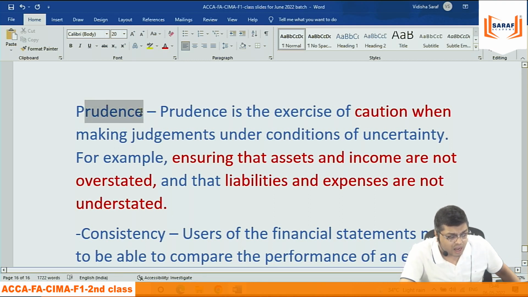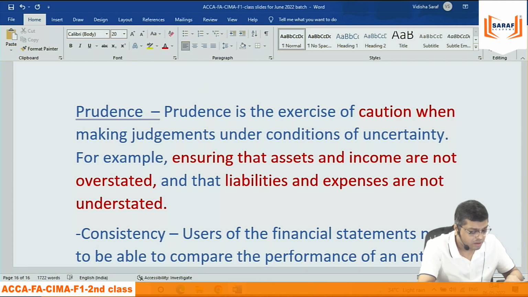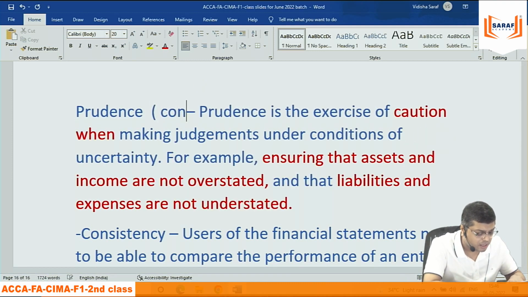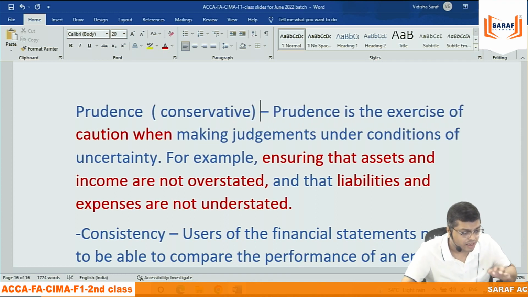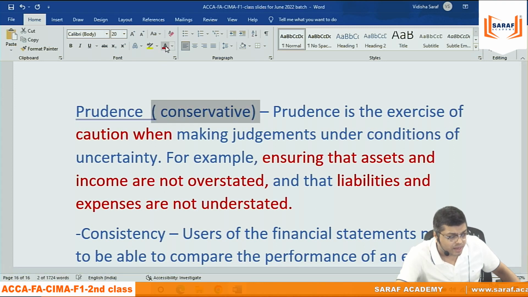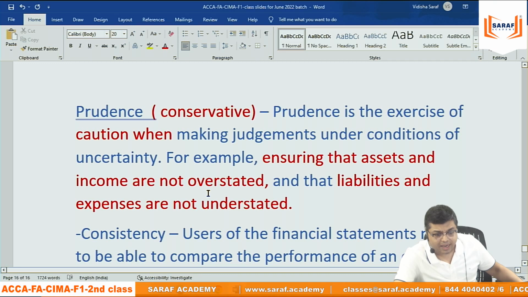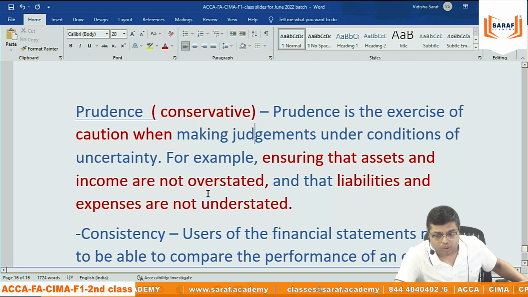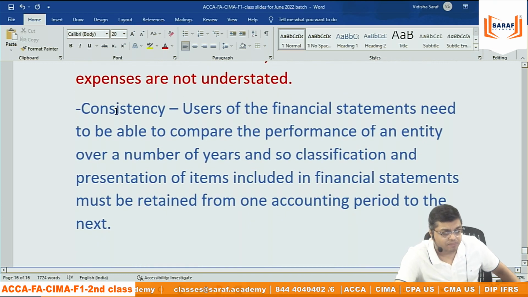Because in accounts, we also say prudence means conservative. Prudence can also be said as conservative. Whether you say prudence or you say conservative, conservative means whenever you prepare books of accounts, for expenditures and liability, you need to be more ready. For incomes and assets, you need to be more sure. While preparing books of accounts, that should be maintained.